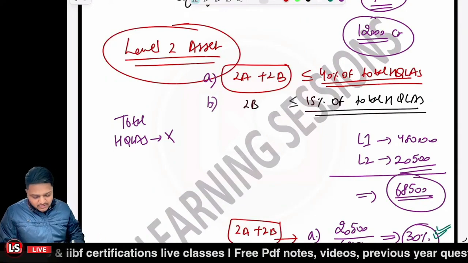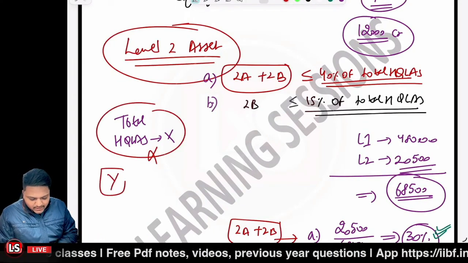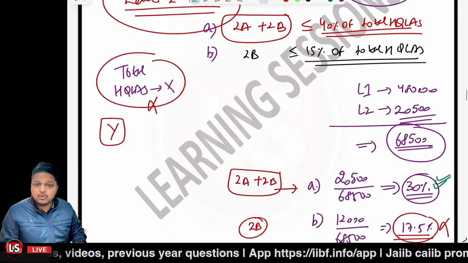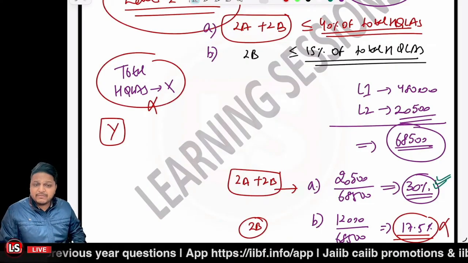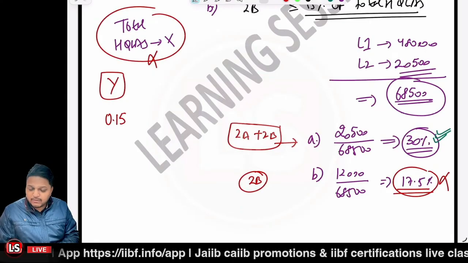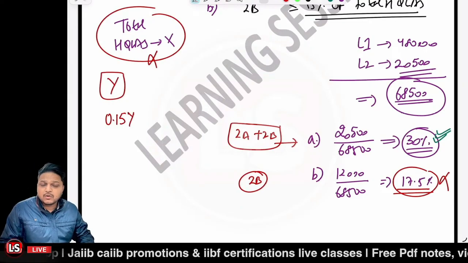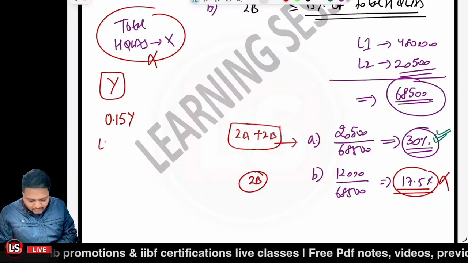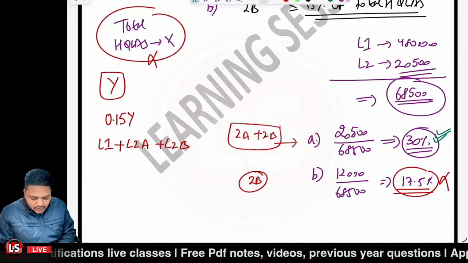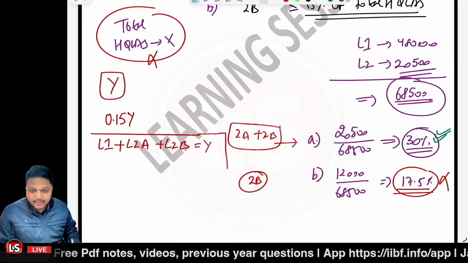So let's now consider that the total HQLA is not X. Let's take the case now that it is Y, because we have to reduce the value. We do know that the maximum level 2B would be 15%, meaning 0.15 of Y of the total HQLAs. The total would be equal to level 1 assets plus level 2A assets plus level 2B assets. So these are the total HQLAs, which would be equal to Y.